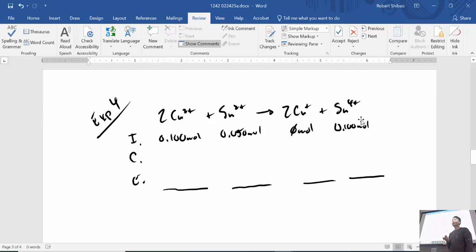Experiment 4 must go forward because I have 0 moles of copper plus. It can't go reverse because there's nothing to lose here. Right? The only way it can go is forward.